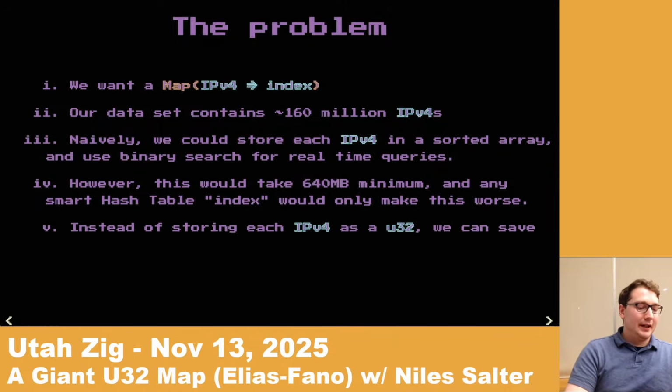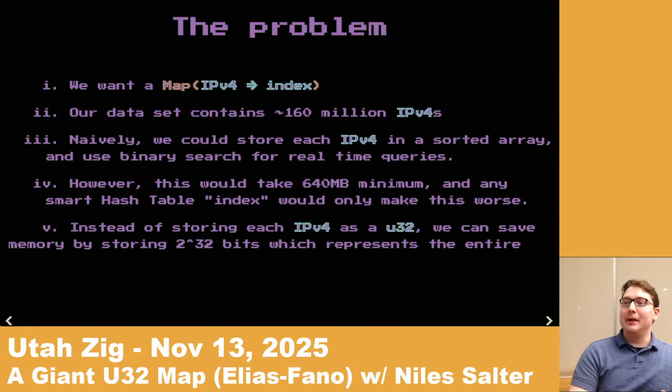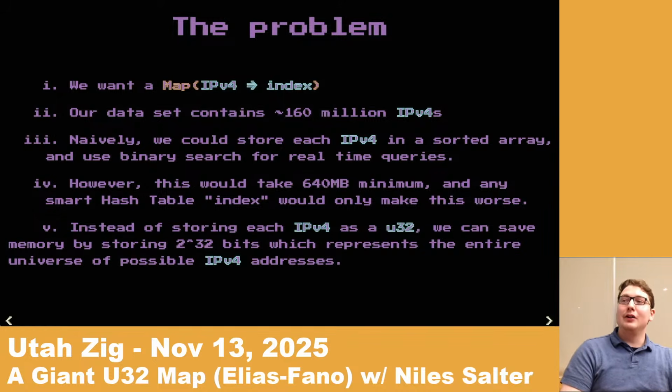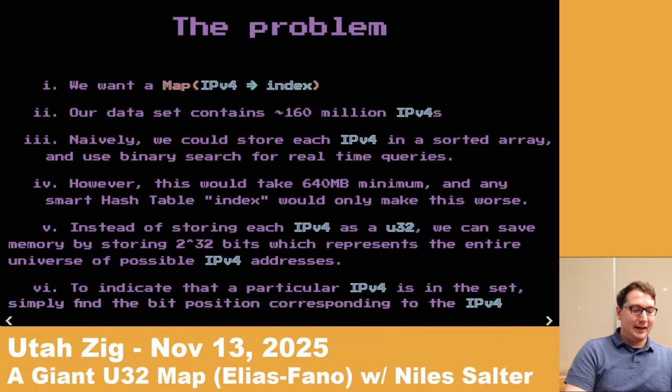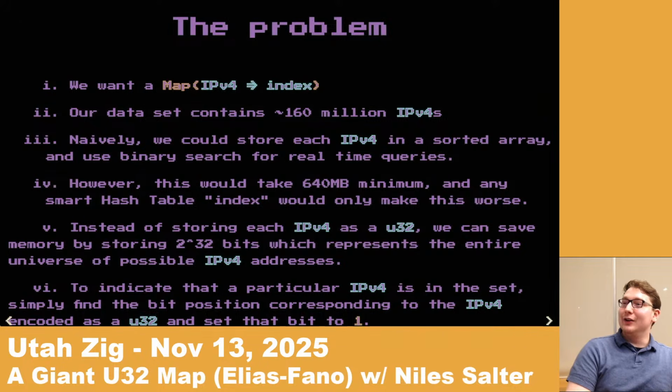So the first technique we can use is, instead of storing each IPv4 as a u32, we can save memory by storing 2 to the 32 bits, which represents the entire universe of possible IPv4 addresses. To indicate that a particular IPv4 is in the set, simply find the bit position corresponding to the IPv4, encode it as a u32, and set that bit to 1.